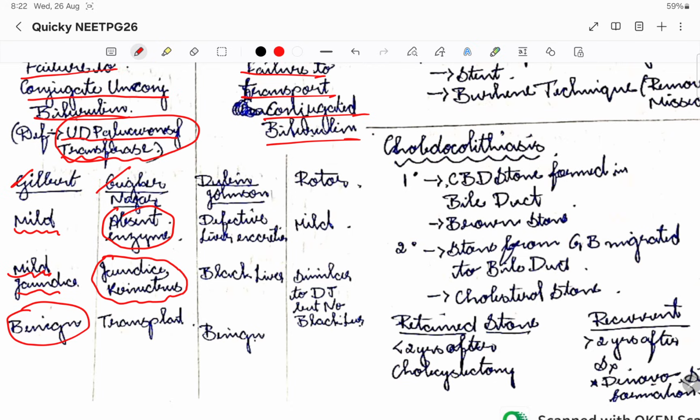This is a non-obstructive type of jaundice, where the unconjugated bilirubin will be high, and there will be kernicterus. Kernicterus means the brain is also getting involved. The mainstay of treatment will be transplant, because there is no enzyme. What is the use of the liver then? So that is why we go for transplant.